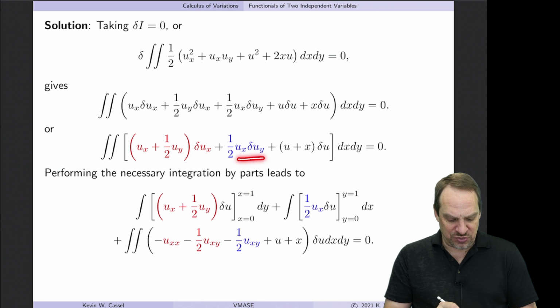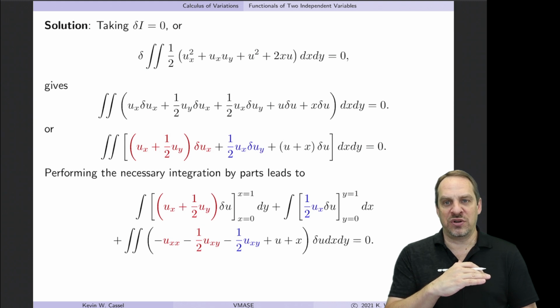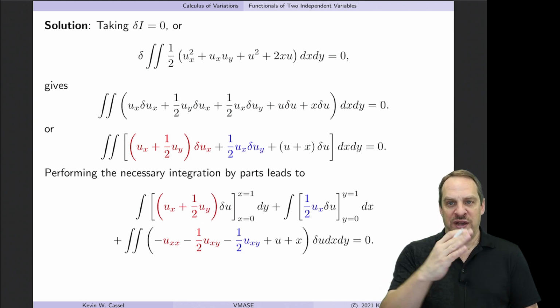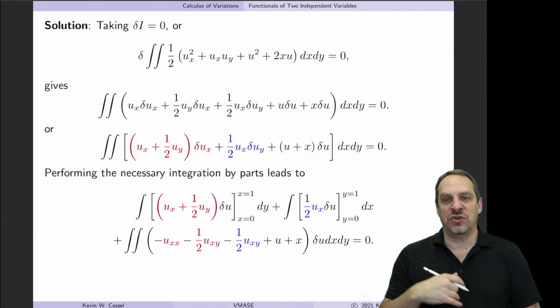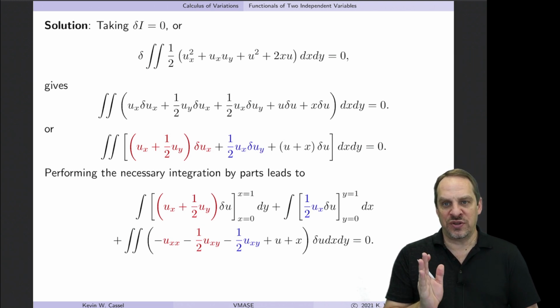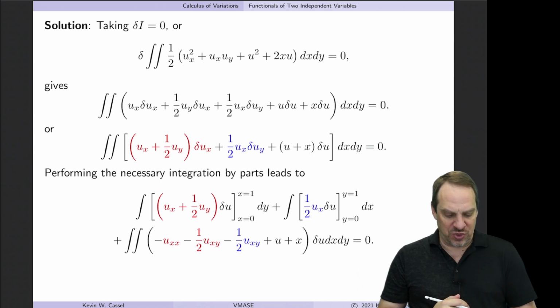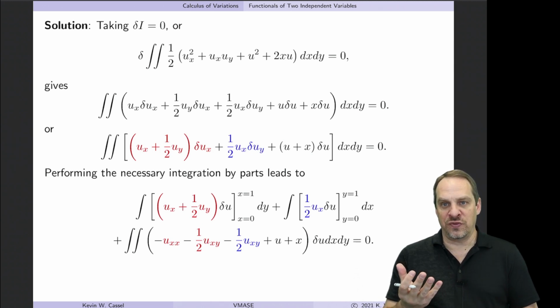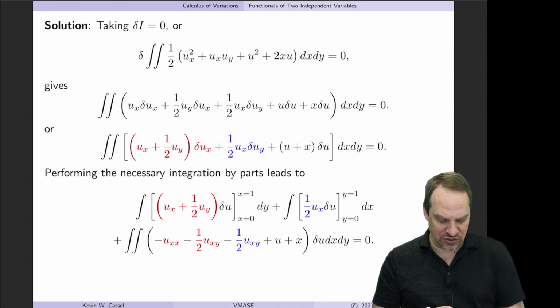So we need to use integration by parts in order to take care of these derivatives. Now remember, in the general case that we looked at in the last video, where we have bounding curves that can be of any shape, we had to use the divergence theorem. Here, because our bounding curves are all straight lines, horizontal and vertical lines, we can actually just use the good old-fashioned integration by parts as we normally do. So let me show you how to do that.